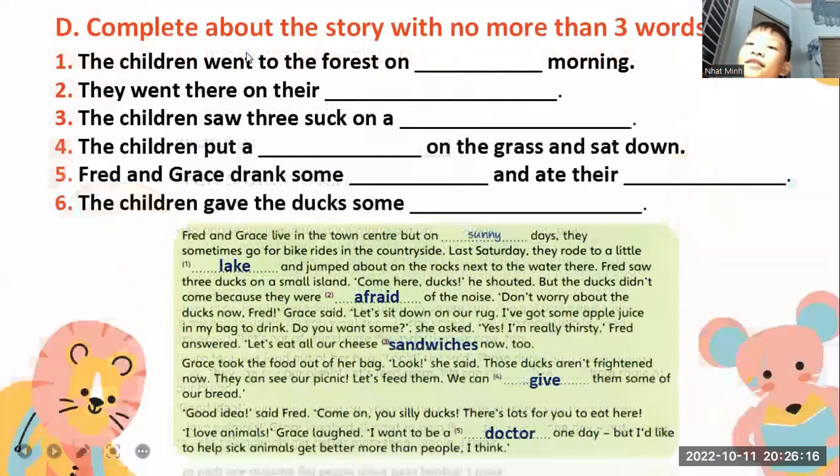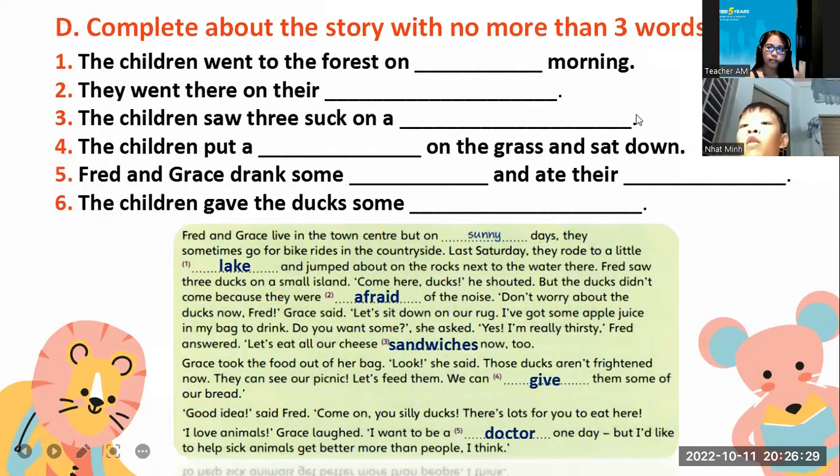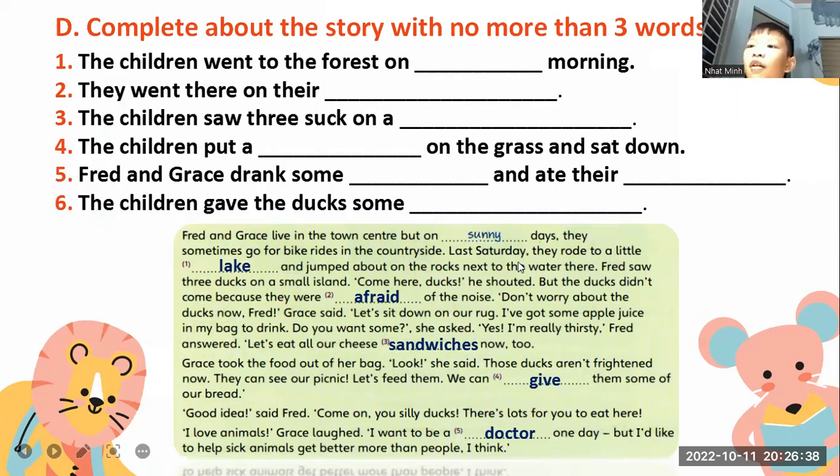So now, I want you to complete the story with no more than 3 words. The children went to the forest on blank morning. So what is your answer here, Min? On the morning. Okay, on Saturday morning. How about number two? The friend hid there. Yes, they went there.